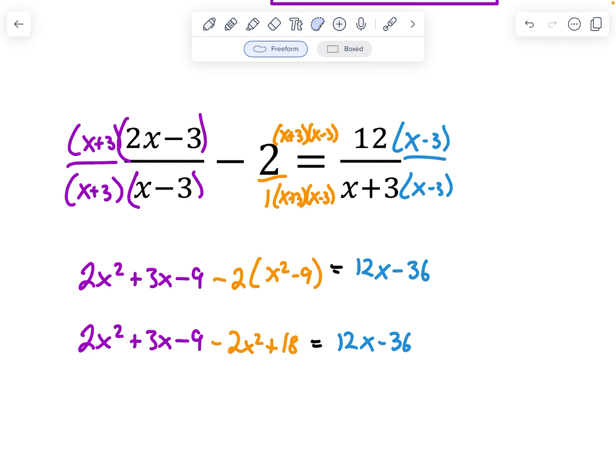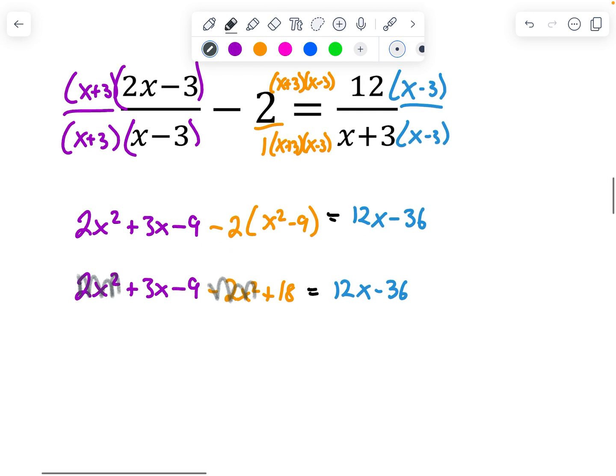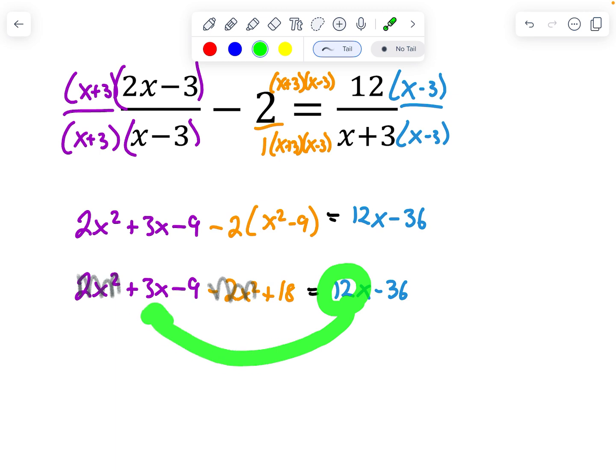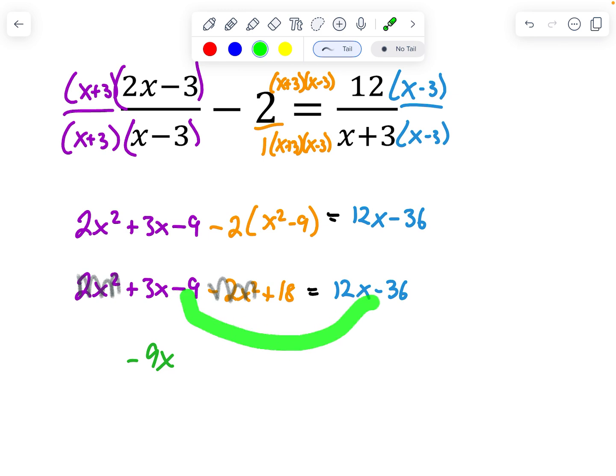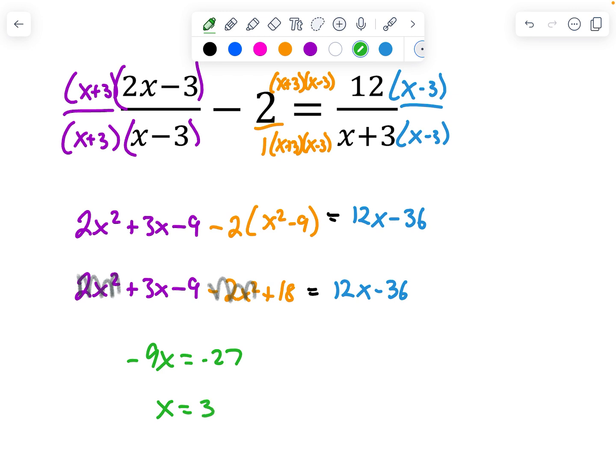All right, and now set it equal to 0. What's nice about this one is, look, you have 2x squared and negative 2x squared. So when you combine those, they're just gone. I'm going to subtract 12x to this side. You can do it the other way around if you want. But in any case, that gives me negative 9x. Then I have to add this to this side. Or actually, since we don't have a quadratic, I'm going to move the 9 over here, giving us negative 27. And then divide both sides by negative 9, giving us x equals 3.